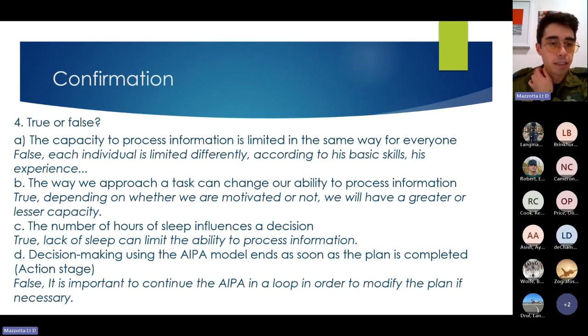And decision making, true or false: decision making using the APA model ends as soon as a plan is completed. So the APA model is awareness, implications, plan, and act. Yeah, very good. False, because it's important to continue the loop in order to modify the plan if necessary. Good.